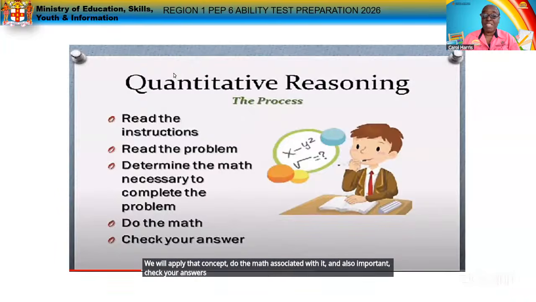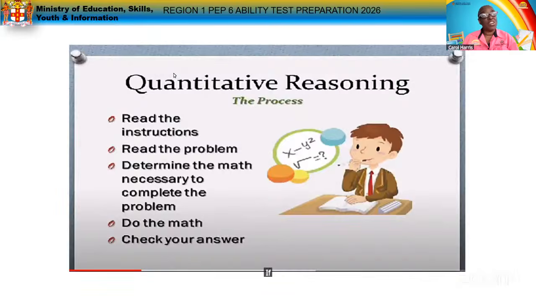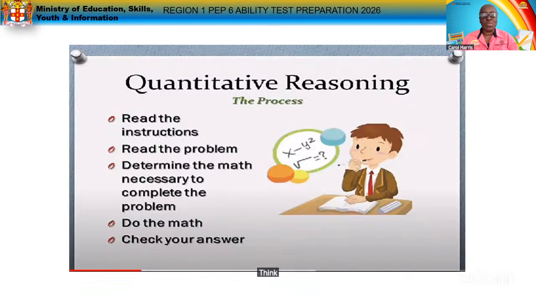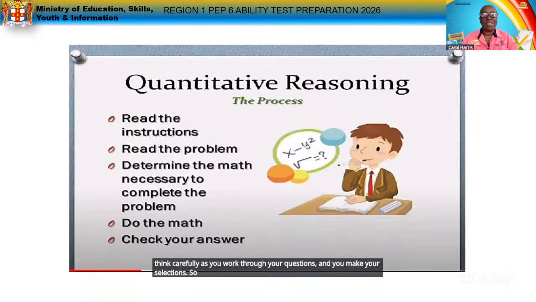Is your answer a reasonable answer? Is your answer among the options that are present? Is your answer making sense? So you always want to check for the reasonableness of your answer. If I'm subtracting at your level, I should get a smaller value. You look out for little things like that. If I'm multiplying by a whole number, I should be getting a larger value. If I'm dividing by a whole number, I should get a smaller value. Little things like those you should be looking out for. So as you do your quantitative reasoning, think carefully as you work through your questions and make your selections. That's some of the main things that we want to be looking at.